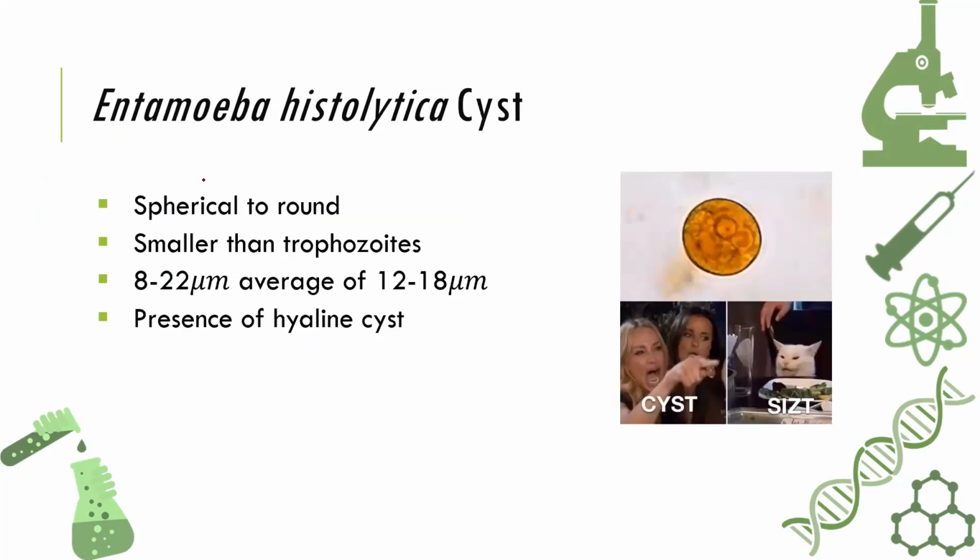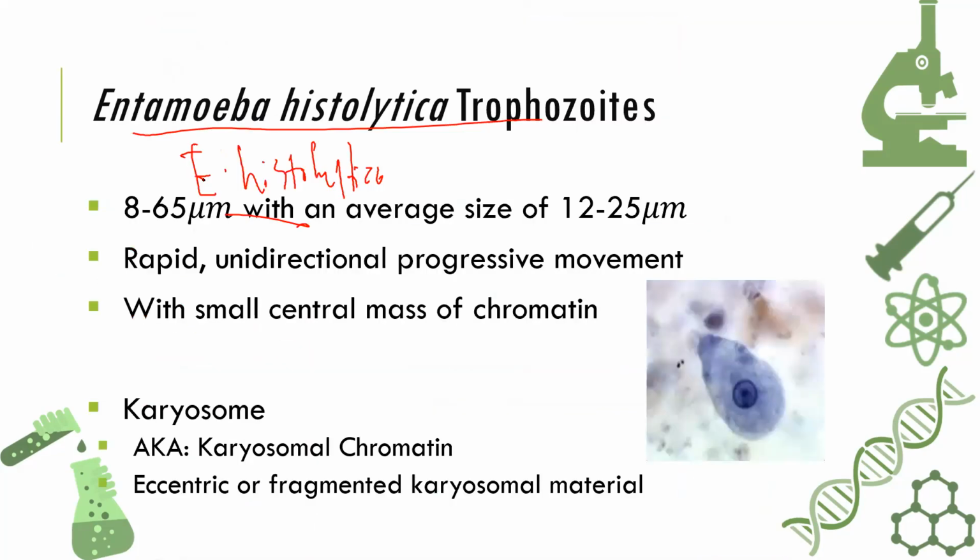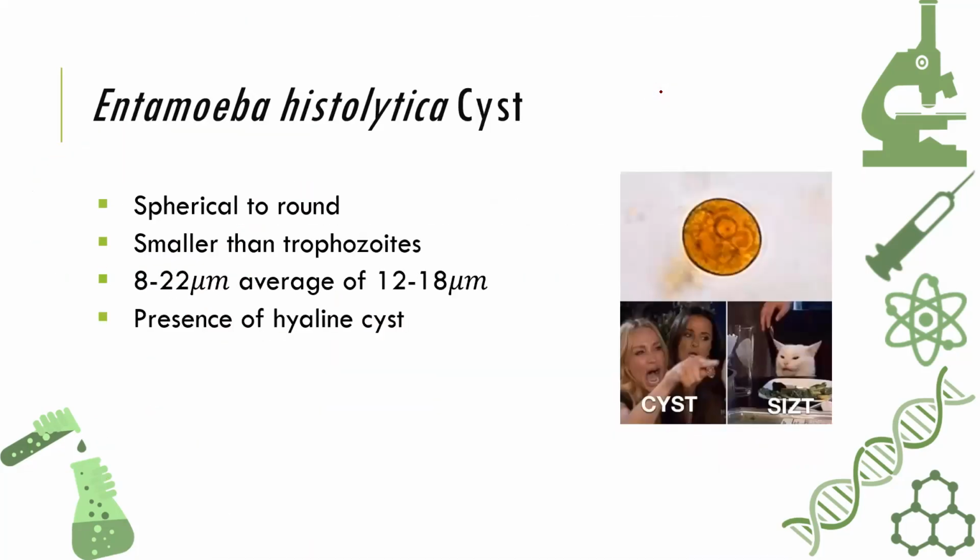On the other hand, we have here your Entamoeba histolytica cyst. Entamoeba histolytica cyst is spherical to round in shape. If we are going to compare, our Entamoeba histolytica trophozoites, or this is also true with other trophozoites, yung trophozoites natin rugged, hindi uniform yung kanyang shape. It varies. Why does it vary? Because they have what we call the pseudopods. They are capable to extend their cytoplasm.